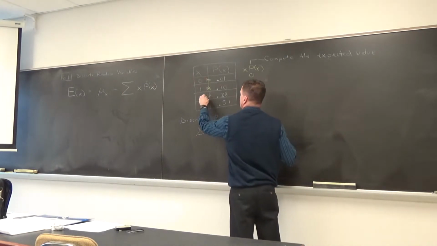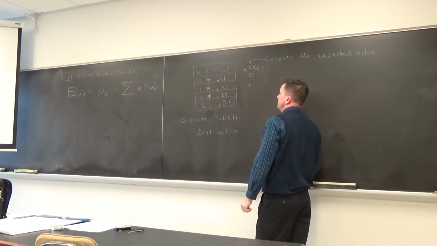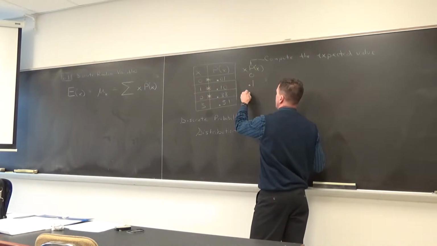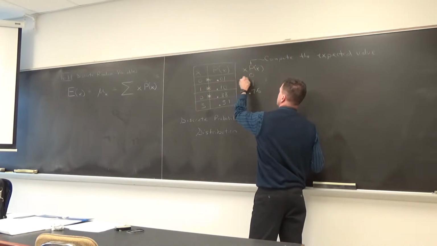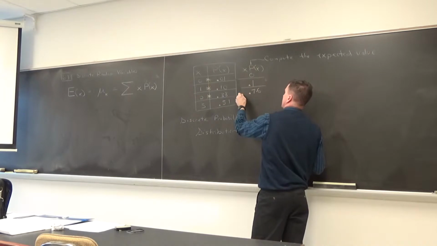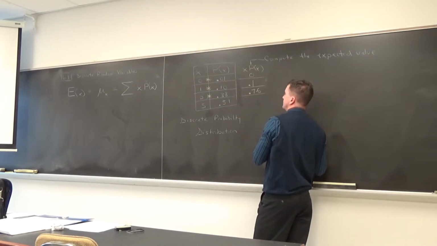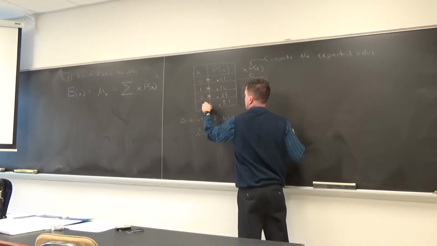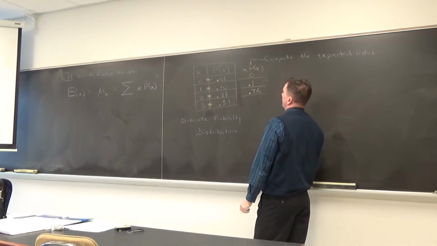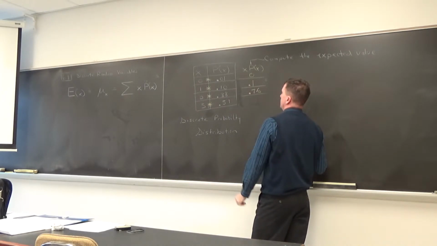What's 2 times 0.38? 0.76. And eventually, everyone, we're just going to add these up. One more. What's 3 times 0.51? 1.53.